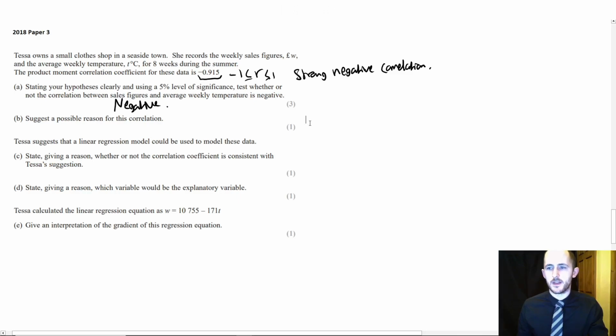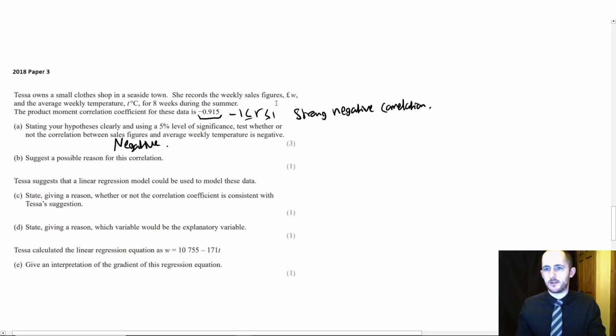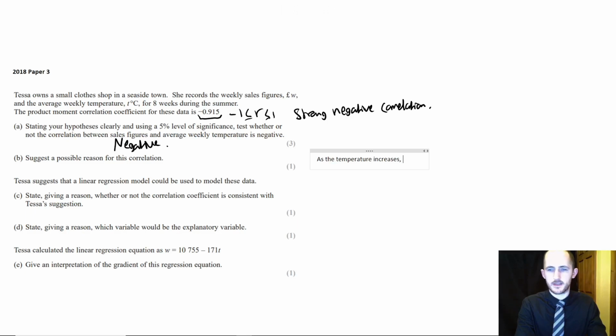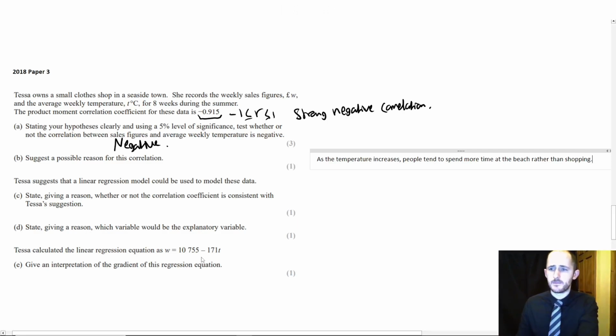So why would, as the temperature increases, why would the sales figures decrease? Well, it could be that as the temperature increases, people tend to spend more time at the beach rather than shopping. Right? It could be something like that. So they'd rather be outside than inside shopping. So that could be one reason for it, but it's basically any sensible reason.